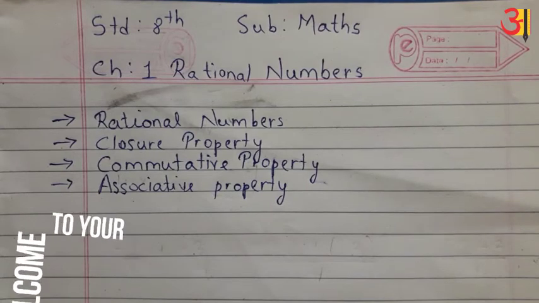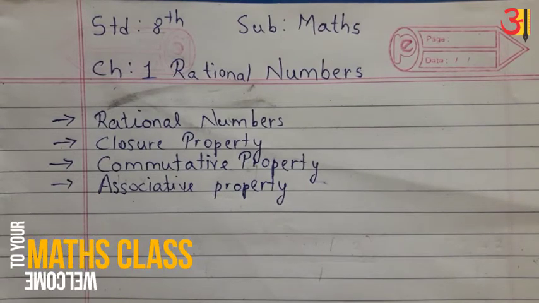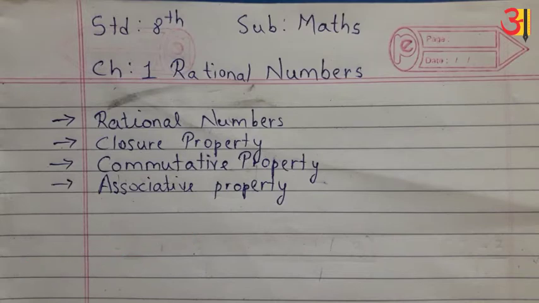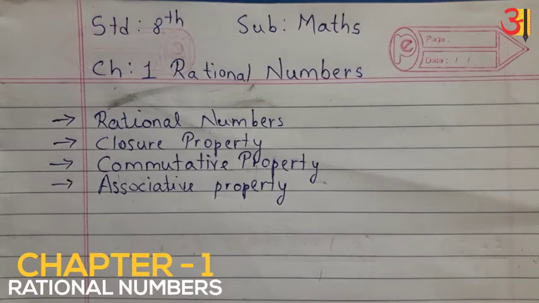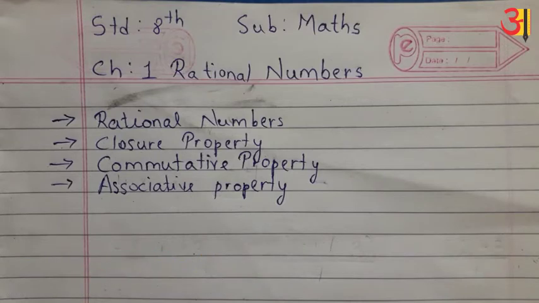Hello students, today in this video we would discuss the topic rational numbers, and in that we are going to discuss the specific subtopics: the definition of rational number, closure property, commutative property and associative property of rational numbers. I hope you must be aware of all these properties, as in 7th standard you must have studied about the integers, and in that these properties were mentioned.